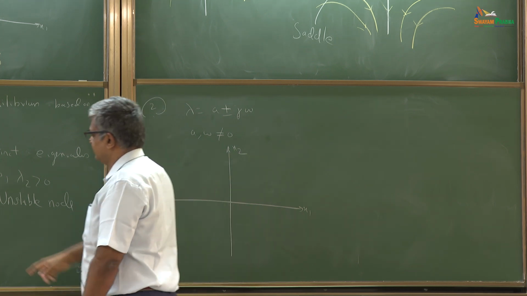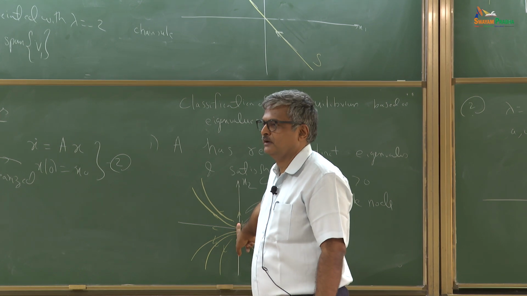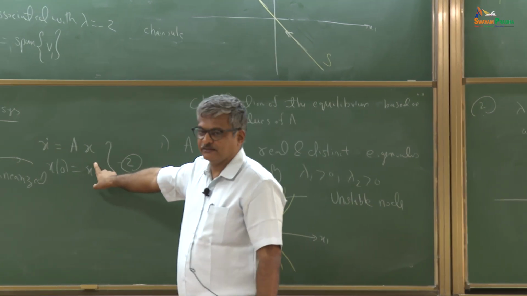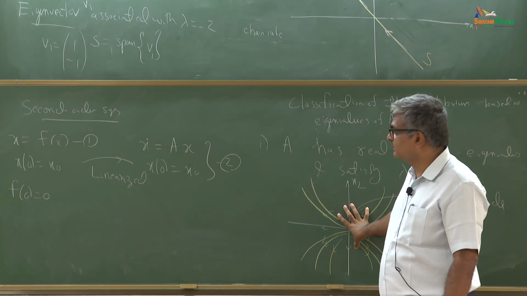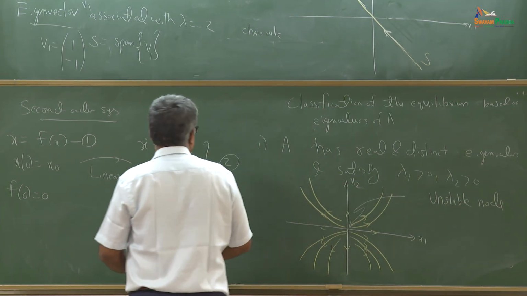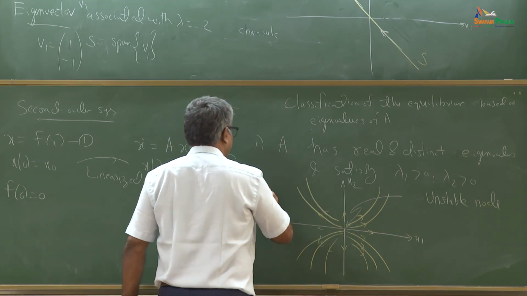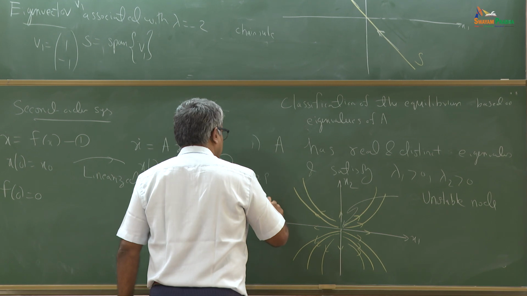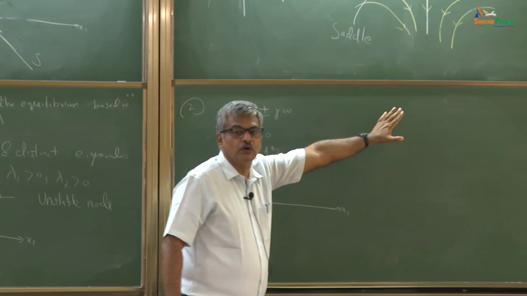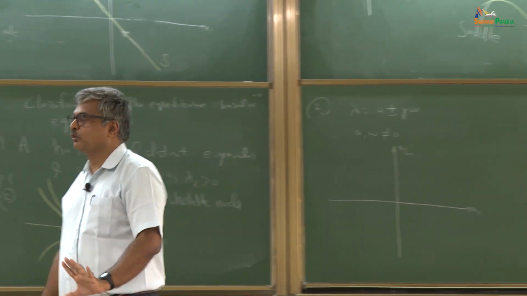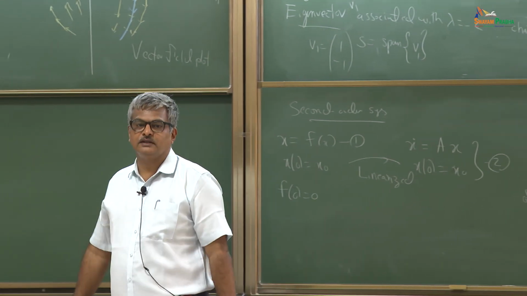By the way, all these trajectories that I have drawn, you can get an analytical expression for them because they are coming from a linear system. Please note that this is a phase portrait of this system, the equilibrium point about which this nonlinear system has been linearized. So please keep that in mind.